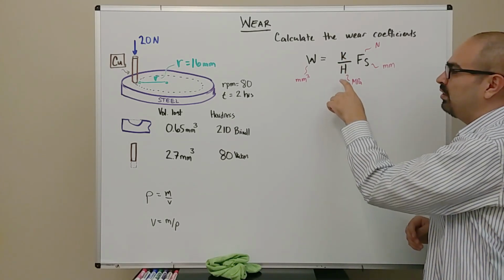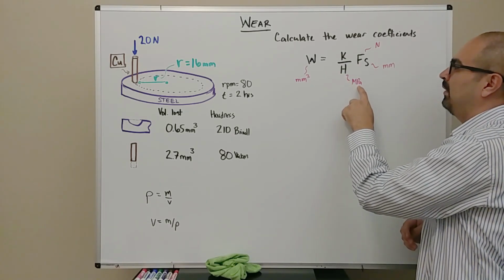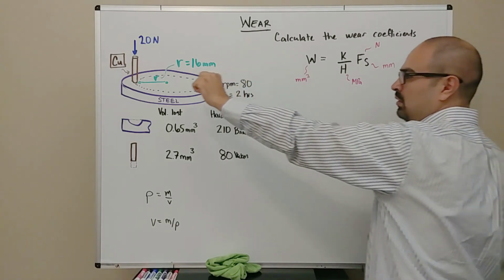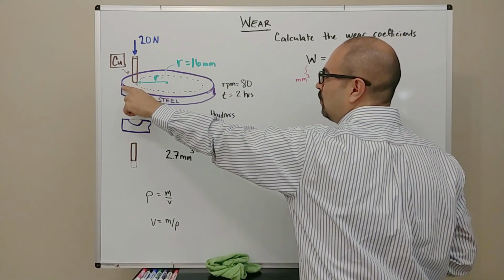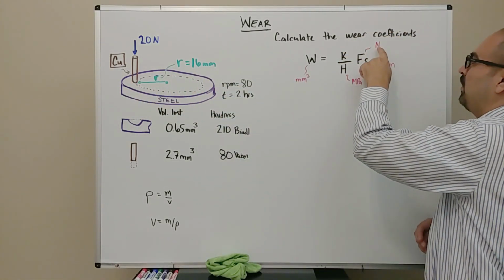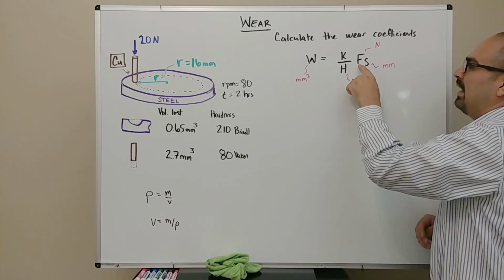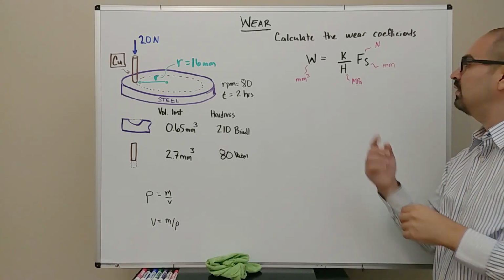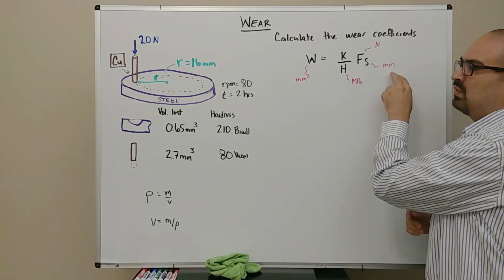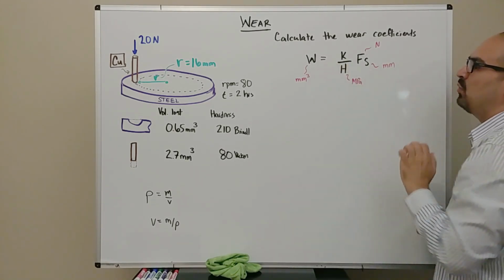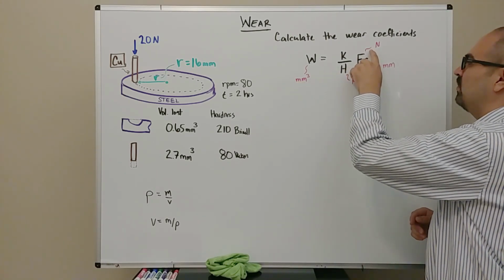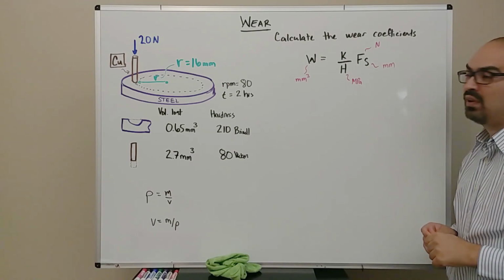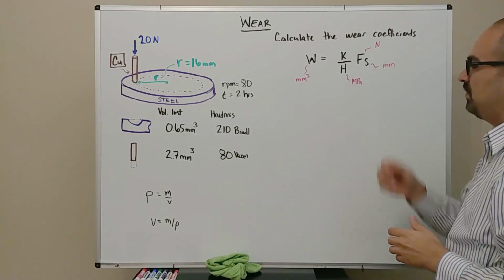Now remember, the hardness has to have special units of megapascals. This is going to get multiplied times the force between the two components. The force has to be in newtons in this case, and that gets multiplied times S, which is the total rubbing distance, and it has to be in units of millimeters. So we have the wear equation, and as long as we put the values in the correct units, very quickly we can solve for the K, which is the wear coefficient.